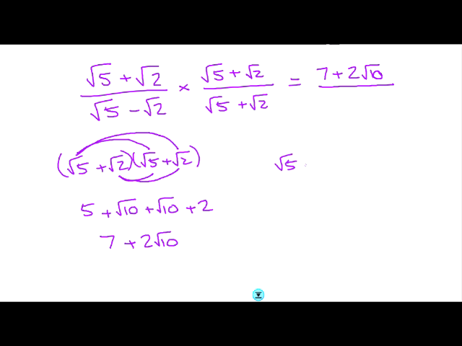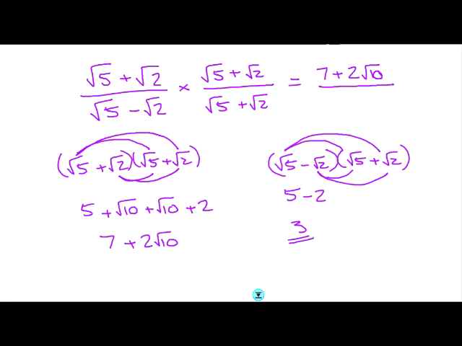And so here we have root 5 minus root 2. And we're going to multiply that by its conjugate. So I'll do this one a bit quicker. So that's 5. That and that's going to cancel each other out. That'll be minus 2, which is 3. And there you have it. So the denominator has been rationalized.